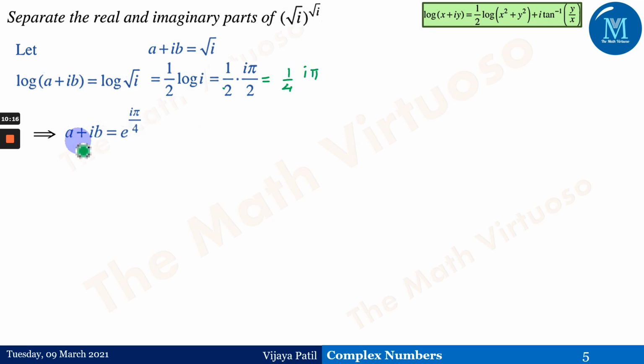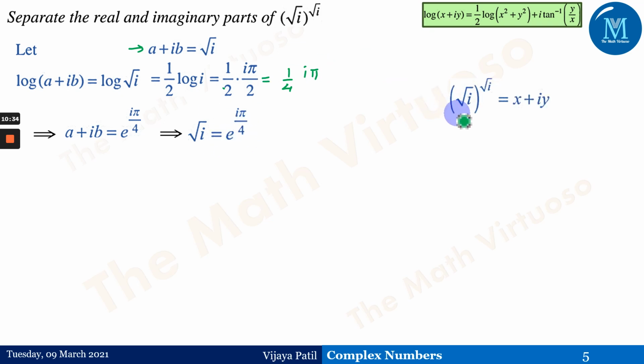Taking the anti-log, a plus ib equals e to the power i pi by 4. This is what we have assumed here, a plus ib is square root of i. So the square root of i value we have got as e to the power i pi by 4.